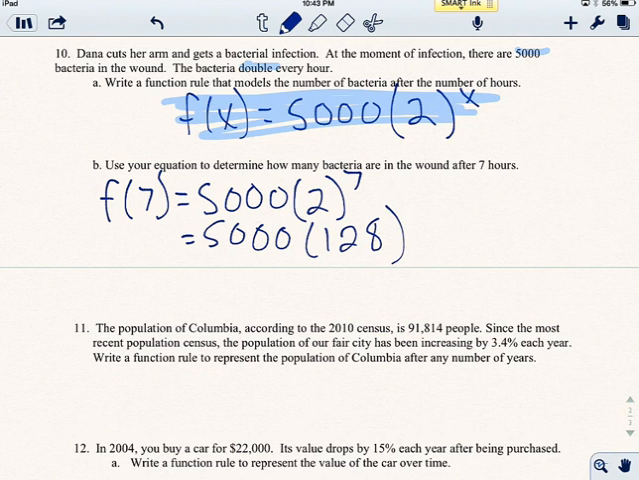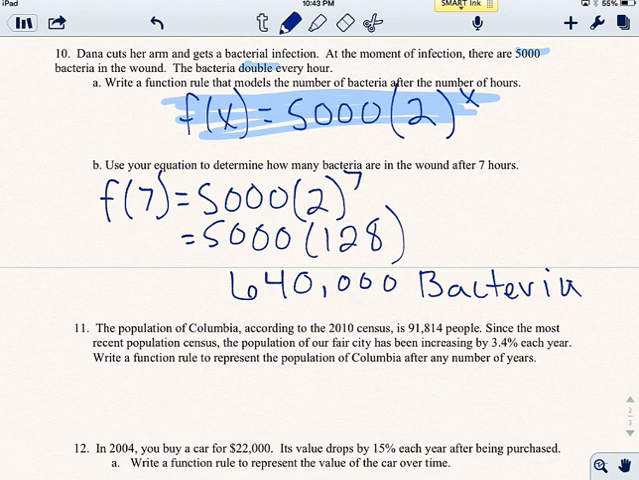I'm going to multiply those together, and I get 640,000, and these are bacteria. Okay, so there we go. There's a word problem with an exponential growth function.